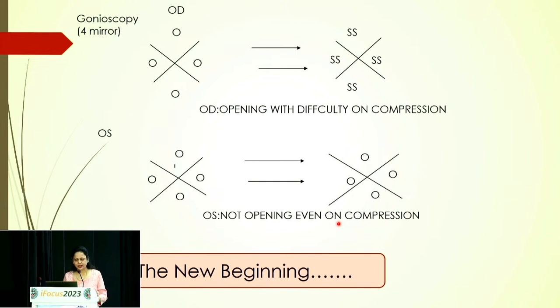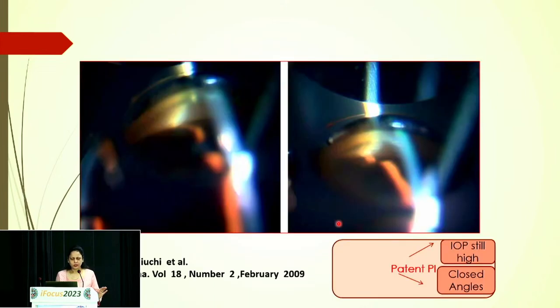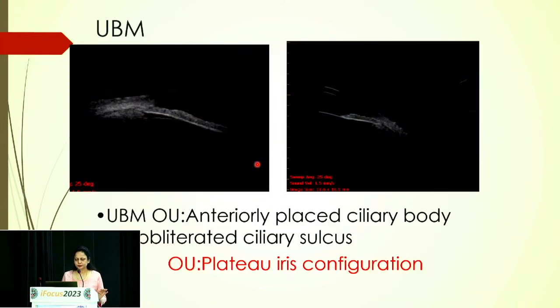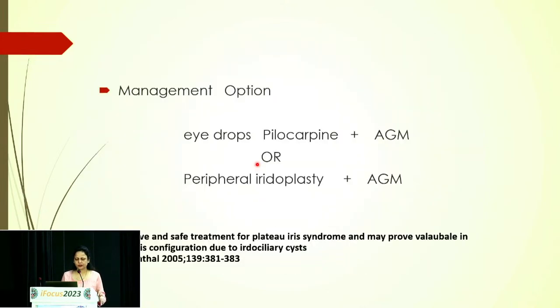Yes, excellent, perfect. So the clues, you have already given the answer, so no need for the clues. This is the clinical picture. Can you see that double hump pattern here? Yes, that's a plateau iris. As the literature says, this plateau iris is now confirmed with a UBM.